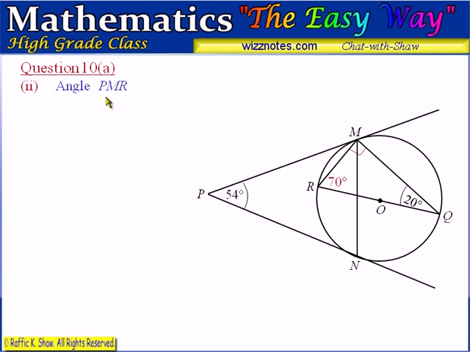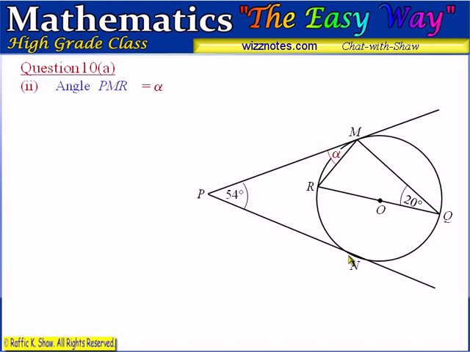Now part 2 wants us to calculate angle PMR. That's the angle between the tangent here and the chord MR. Let's call that angle alpha and show alpha on the diagram. Angle PMR is this angle here, and as I said, it's the angle between this tangent and this chord. Now the angle between a tangent and a chord is equal to the angle subtended by the chord at the circumference here in the alternate segment of the circle.